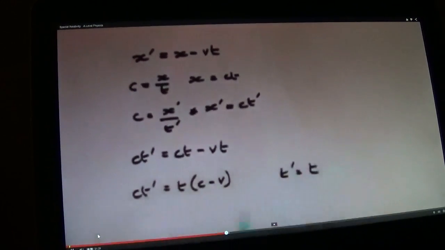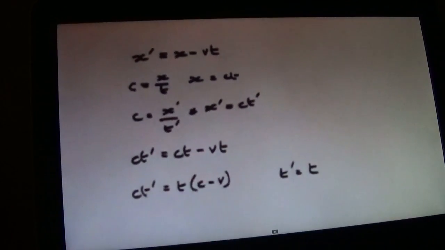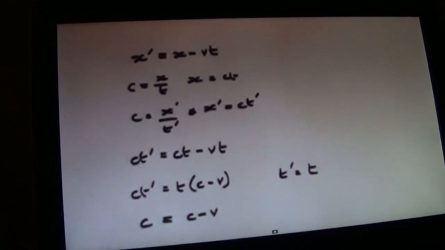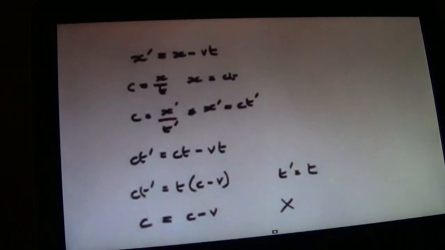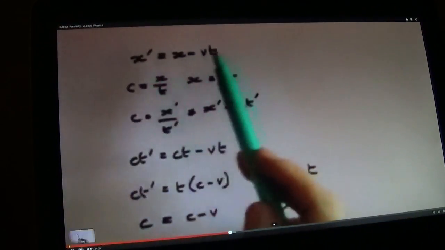If t prime equals t, which is what we think is the case, the clocks remain synchronized, then we have that c is equal to c minus v. That obviously cannot be true unless v is 0. But v is not 0 because you are moving relative to me. So we've arrived at a nonsense. Something has gone wrong somewhere. What has gone wrong? Well, let's go back to our starting position again.